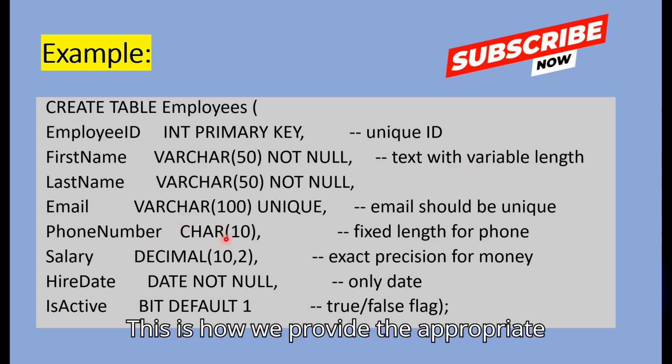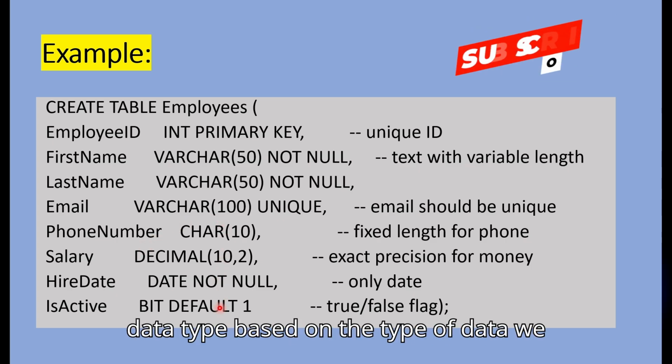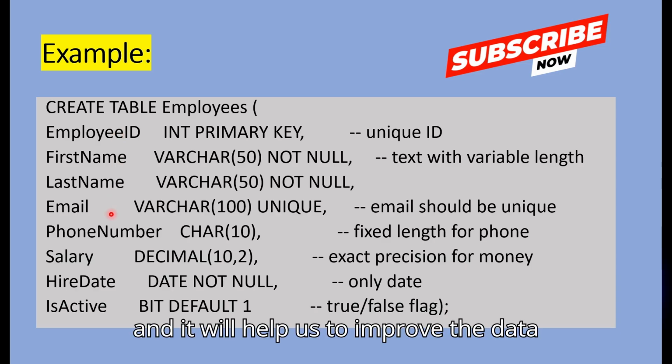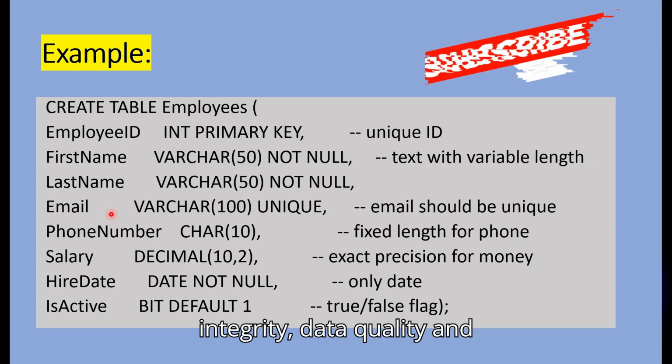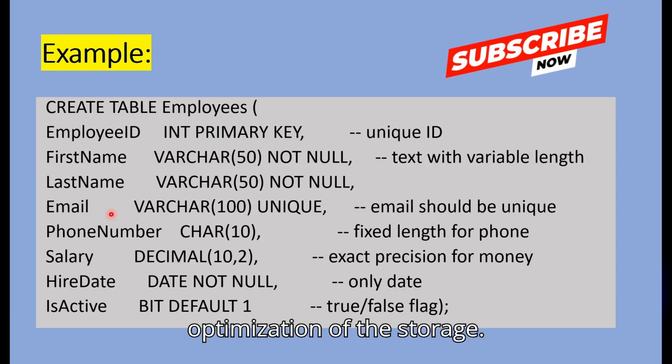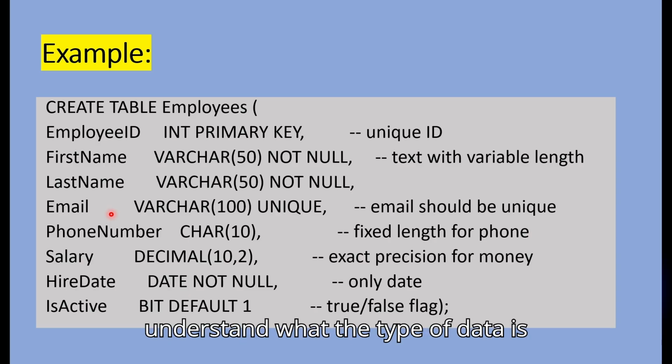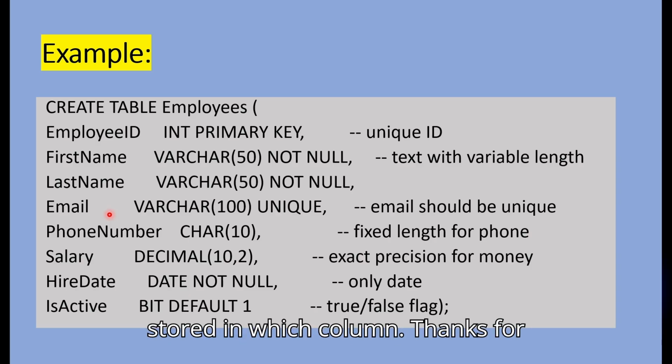So this is how we provide the appropriate data type based on the type of data we want to store in a particular column, and it will help us to improve data integrity, data quality, and optimization of the storage. It will help developers understand what type of data is stored in which column.